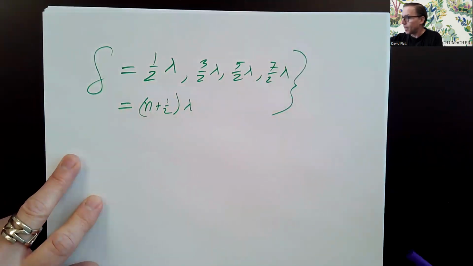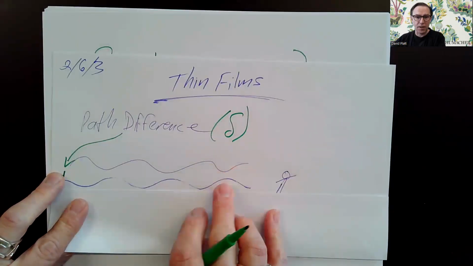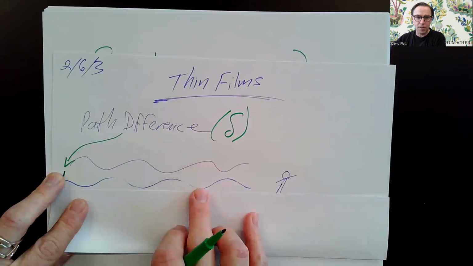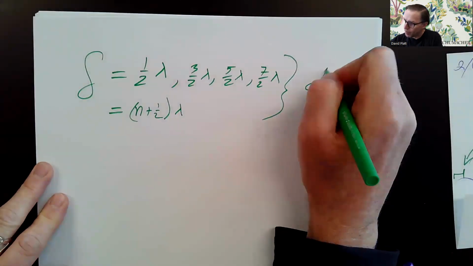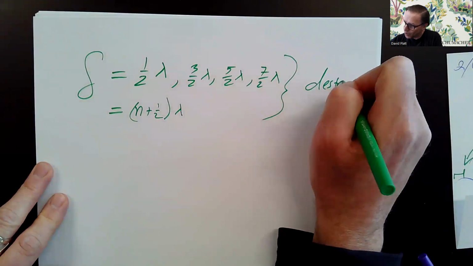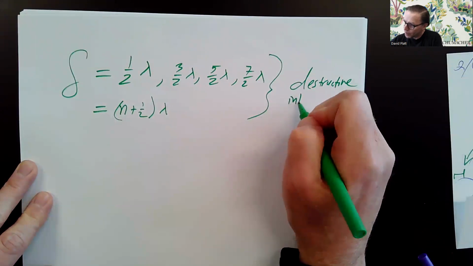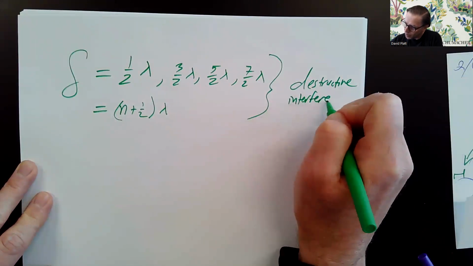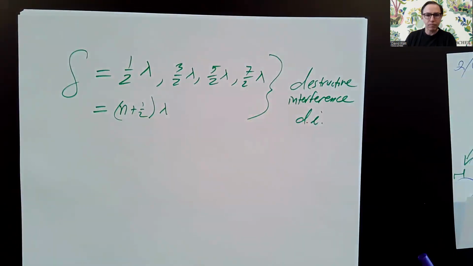That gives me this picture, which is destructive interference, crest and trough, trough and crest and trough, trough and crest. That gives me destructive interference, destructive interference, which I'm going to call DI. It's a lot easier to write.